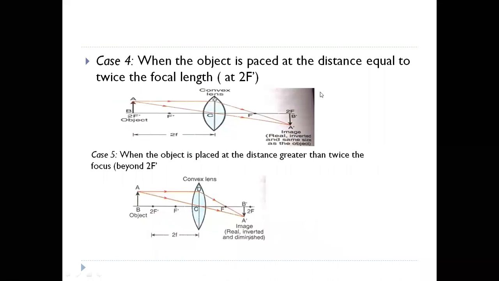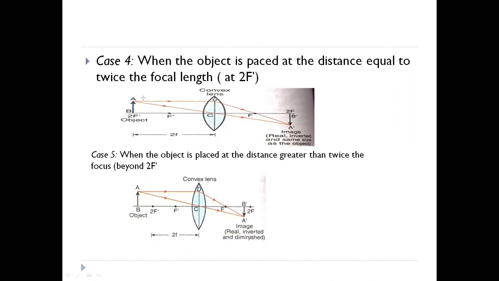Now the next case is the fourth. When the object is placed at a distance equal to twice the focal length, that is 2F, the image will always be at 2F and of the same size. This is a similar situation to when the object is at C. So if this is the object, the image will always be at 2F.